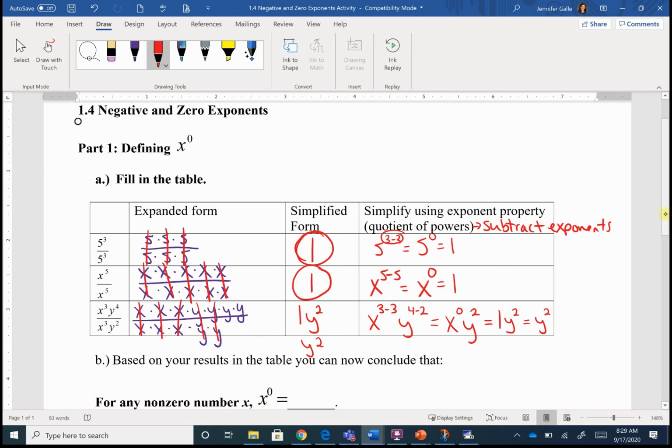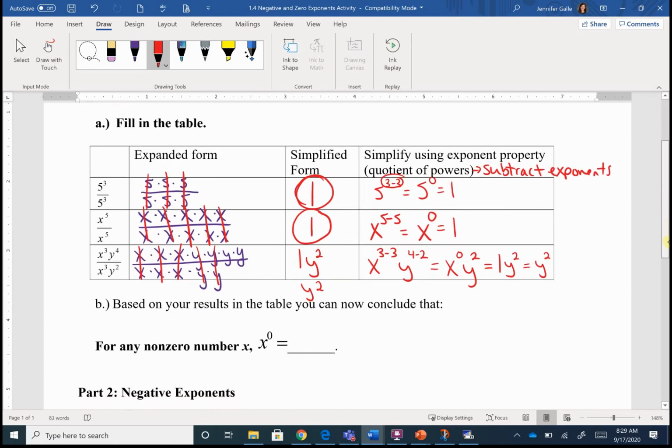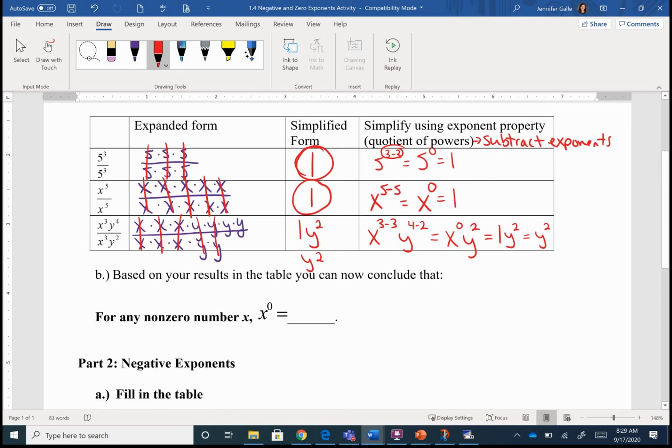The big takeaway: we did get some experience, a little bit of a refresher, expanding out, a little refresher on simplifying, another refresher on what we do with exponents when we divide. And now the big takeaway: any non-zero number represented by x, anything to the 0 power, guys, what does it equal? 1. Equals 1.